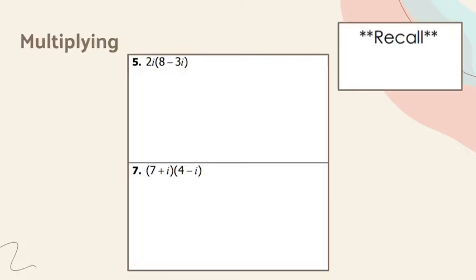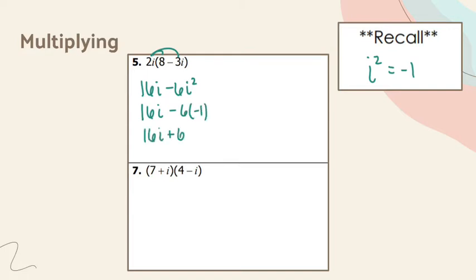Now, when we multiply complex numbers, we want to remember that i squared equals negative 1. So, number 5, we're just distributing. 2i times 8 is 16i. 2i times negative 3i is negative 6i squared. But we know that i squared is just negative 1. That means this is really 16i plus 6.